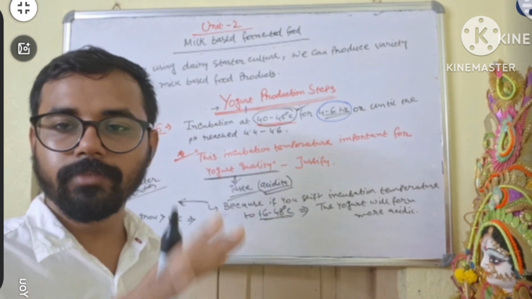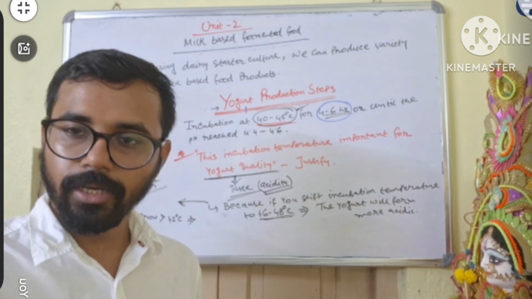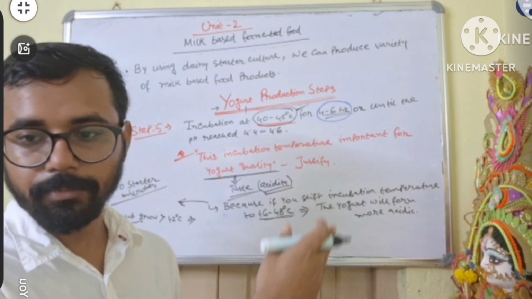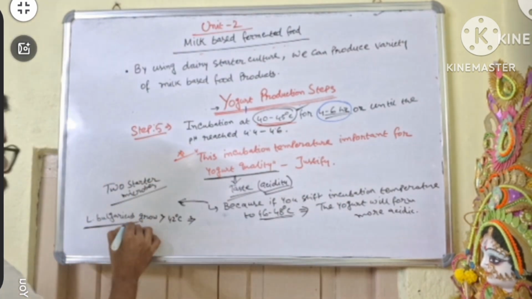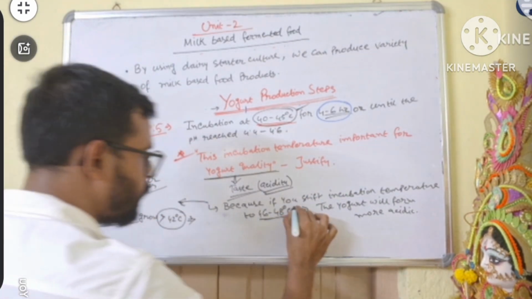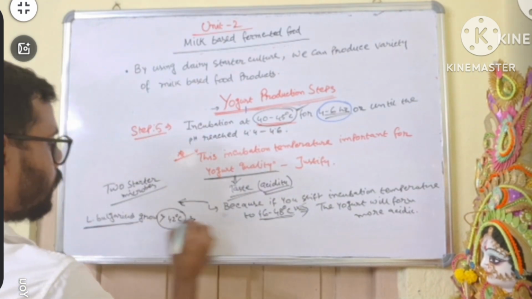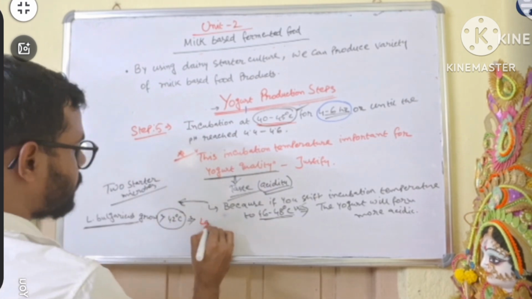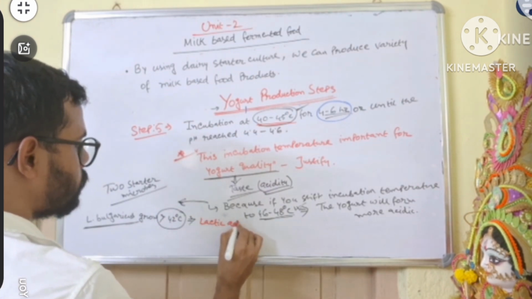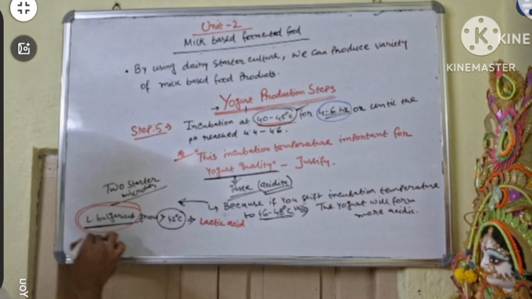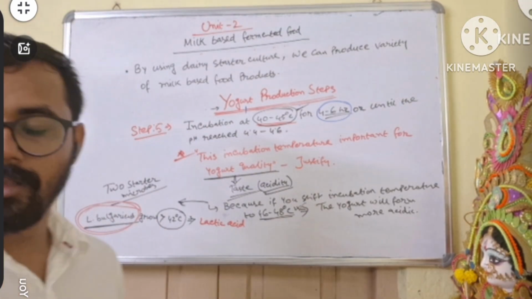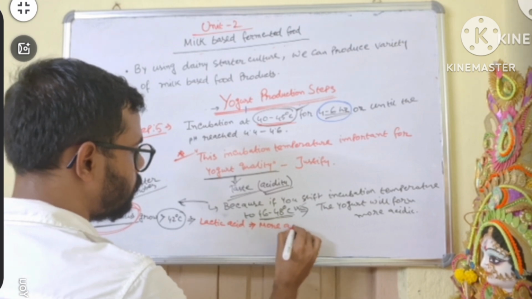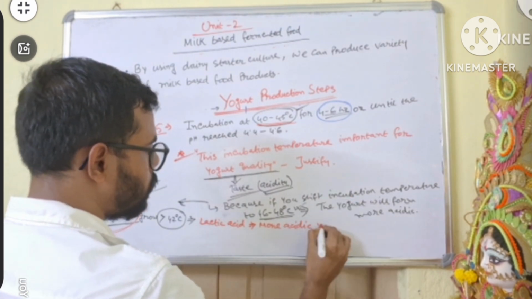But after incubation, the quantity can change, because if the incubation temperature is above 42 degrees, that means 46, 48, the L. bulgaricus becomes predominant and starts to grow better than Streptococcus. And if L. bulgaricus grows, more lactic acid is produced, because it has the capacity to produce more lactic acid. So more lactic acid means more acidic yogurt.